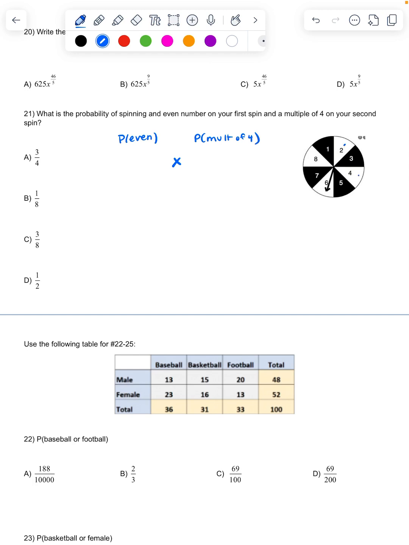So on this spinner, there are 1, 2, 3, 4 out of 8 even numbers, and my multiples of 4 are 4 and 8. So it's like 4, 8, 12, 16, but 4 and 8 are the only 2 on this spinner. So 2 numbers out of 8. So what this multiplies to, 4 times 2 is 8, 8 times 8 is 64, and that reduces to 1/8. So my answer here is B, 1/8.